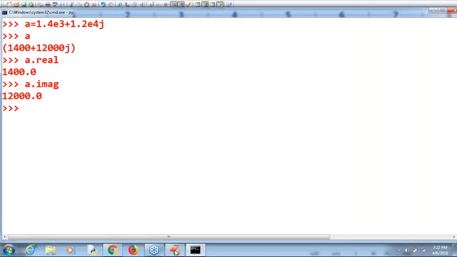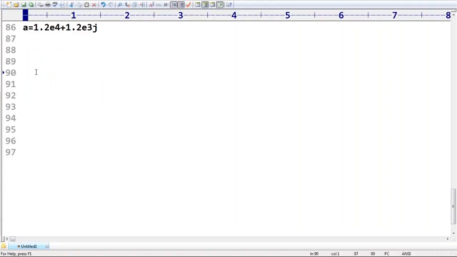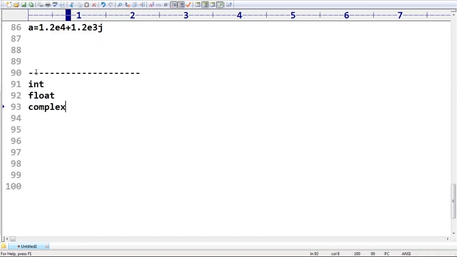Clear? Okay, what is the next data type? Up to this, how many data types did we cover? Three: int, float, and complex. Three data types we discussed. Next, the fourth one is the bool data type.